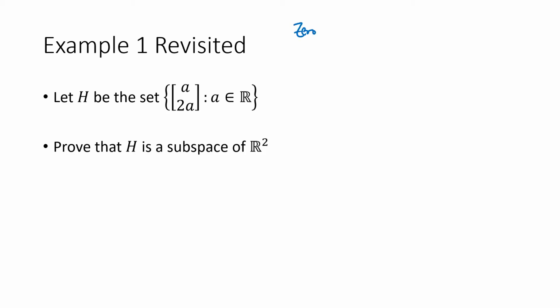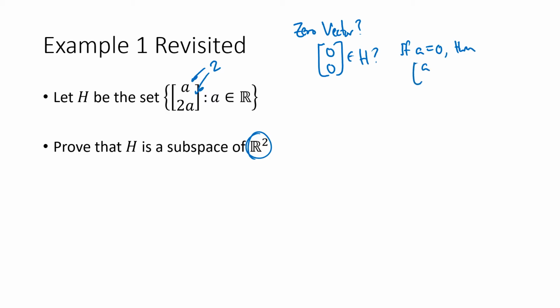Okay, so what were the three properties again? It has to contain the zero vector. So is the zero vector, which in this case is (0, 0) because we're in R2 and we've got two entries, in my set H? Well, as we saw earlier, if a is 0, then (a, 2a) is (0, 0), and that is in H, so that checks. So we've got one of our three properties checked. We're good to go with that one. Now we've got to check the other two.